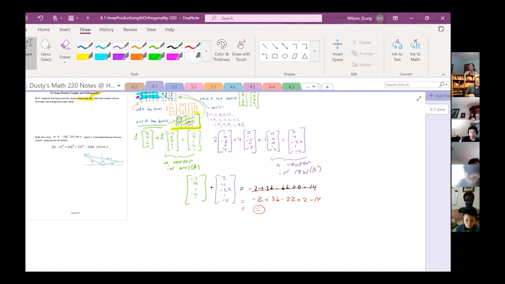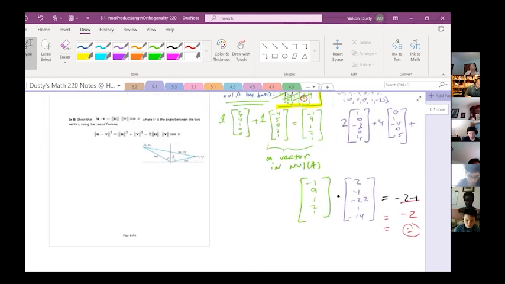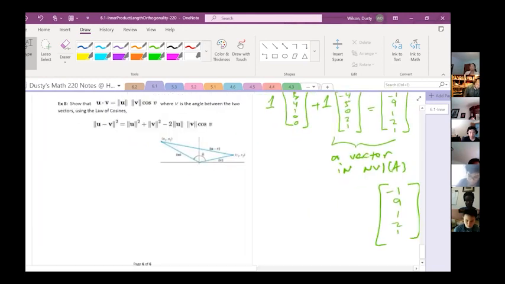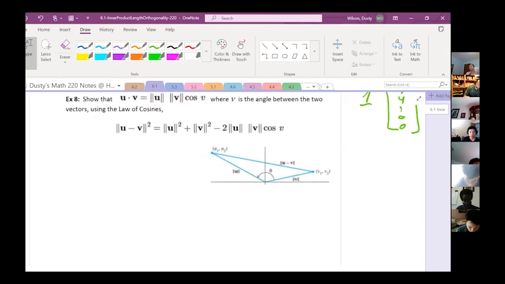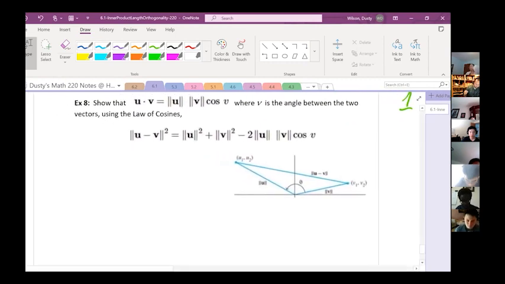All right. One last little thing in this section. I want to show that the dot product is equal to the magnitude of u times the magnitude of v times the cosine of the angle between the two vectors, using the law of cosines. And so I have a little picture here. And I want to kind of remember what these various things are.